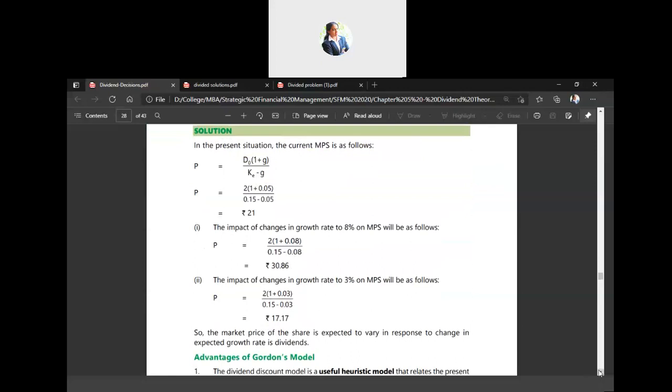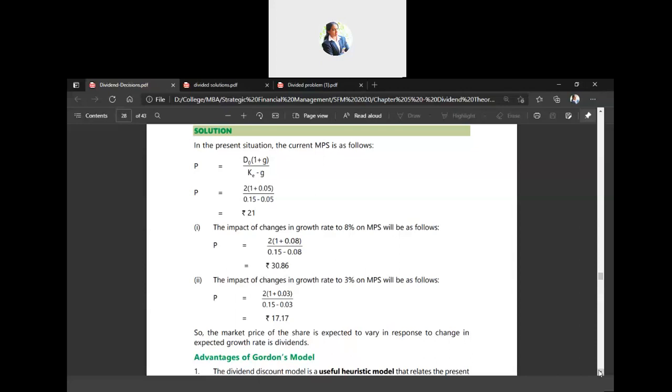And we are also asked to find out the impact of the change in growth rate to 8% on the market price, or the market price of the share when the growth is at 8%. Now here again all the information remains the same except for G, which is 8%. So the value of the share is rupees 30.86. And for the impact of the change when the growth rate falls to 3%, the market price of the share shall be 17.17 rupees.